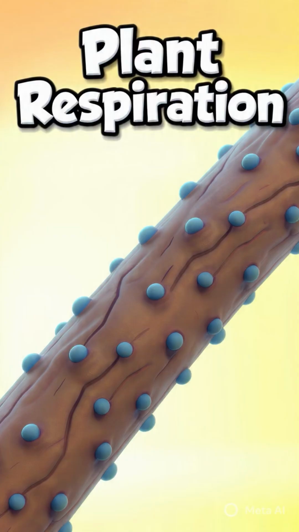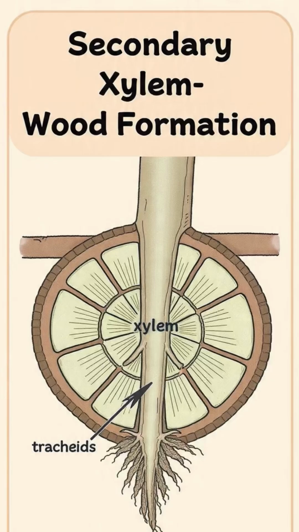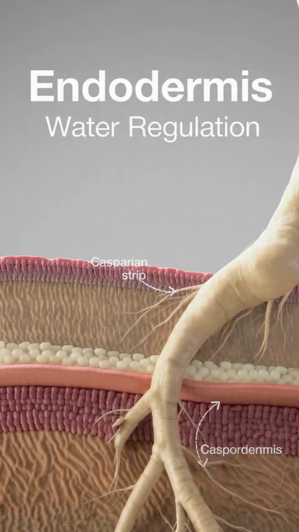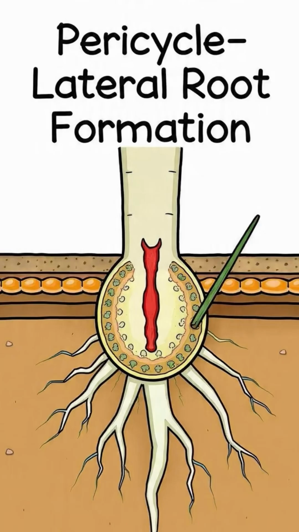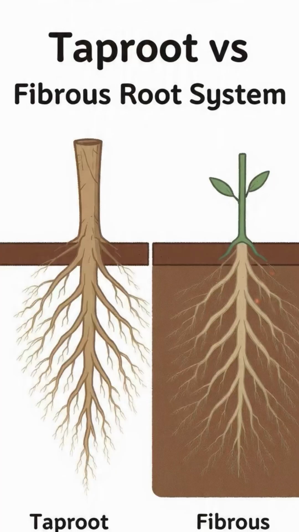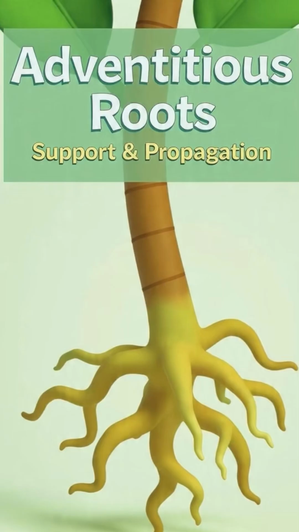Root secondary growth. Secondary xylem forms wood. Endodermis with Casparian strip regulates water flow. Pericycle gives rise to lateral roots, helping branching. Now root systems. Taproot versus fibrous roots. Taproot has a main root. Fibrous roots are many thin roots. Adventitious roots grow from a stem or leaves. Pneumatophores, specialized roots in mangroves, are for breathing.